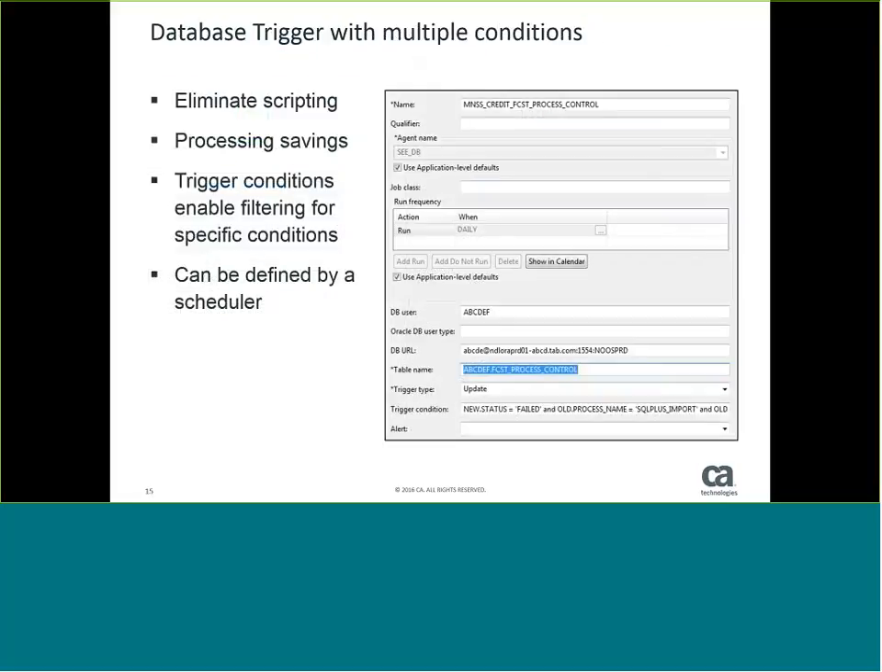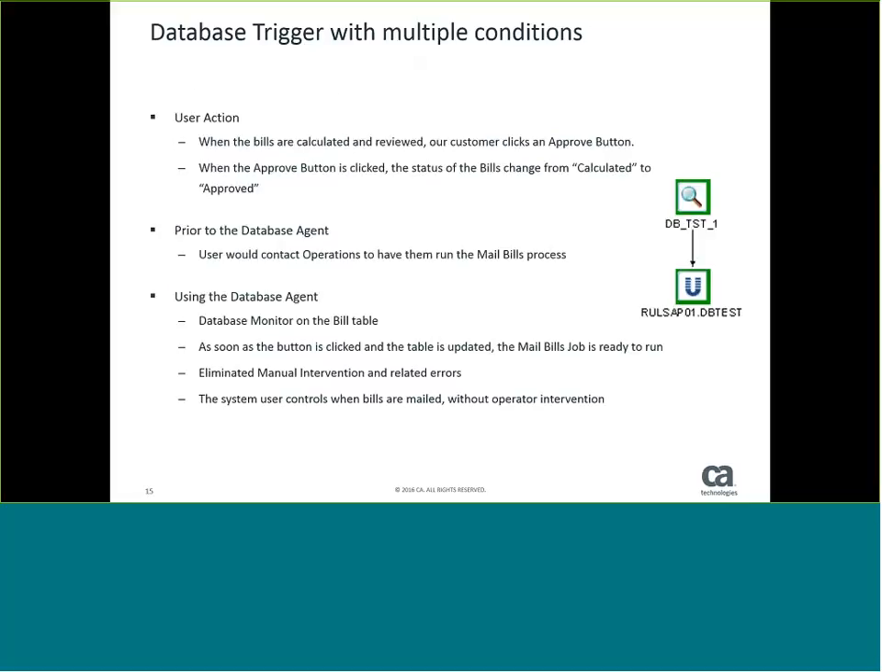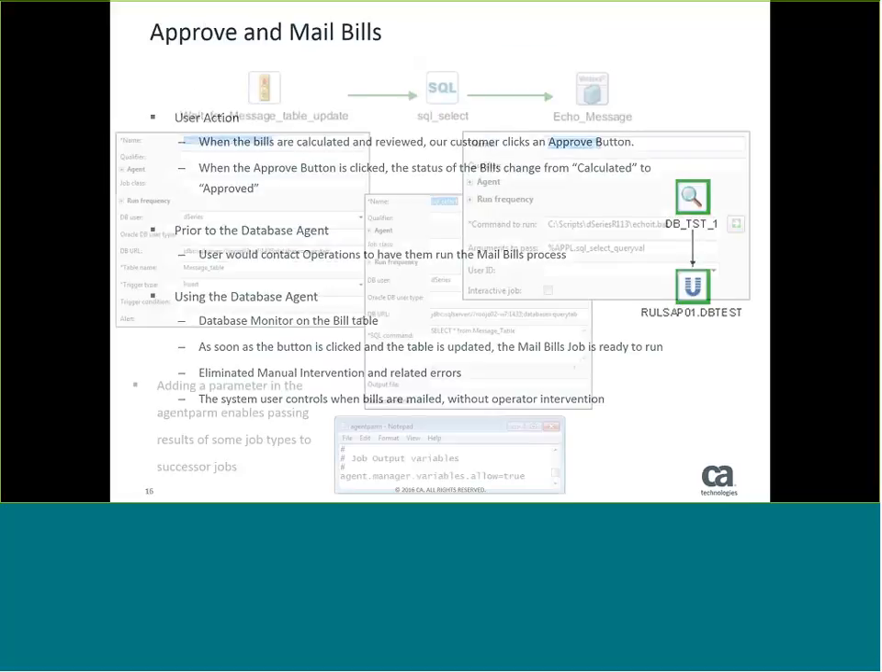And then again, these are just some examples of database triggers with multiple conditions. Again, the idea of eliminating scripts. You get process savings, with less frequent jobs that might be checking for database updates, and then triggering conditions enabled, filtered for certain specific conditions, and we'll talk a little bit more about that.